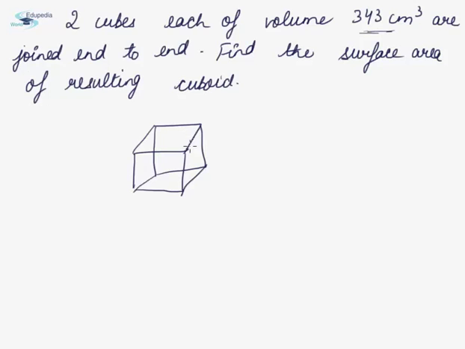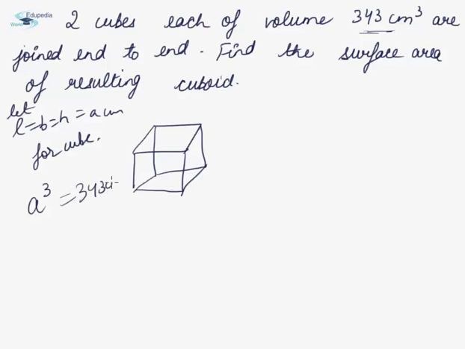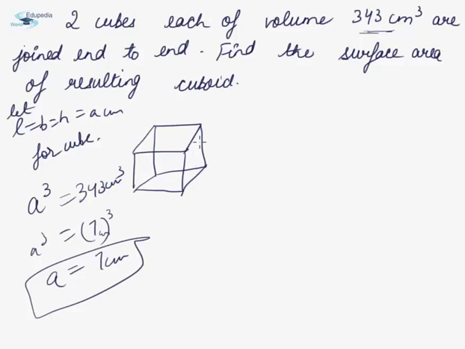Friends, we know that for a cube all the dimensions, length, breadth and height, are the same, and let all these dimensions be a for the cube. So the volume of a cube is a cube. Now the volume of the cube is given as 343 centimeter cube. Friends, we know that 343 is the cube of 7. So we can say that a cube is 7 centimeter cube. Thus a is 7 centimeter. Now we have come to the conclusion that the value of a is 7 centimeter.